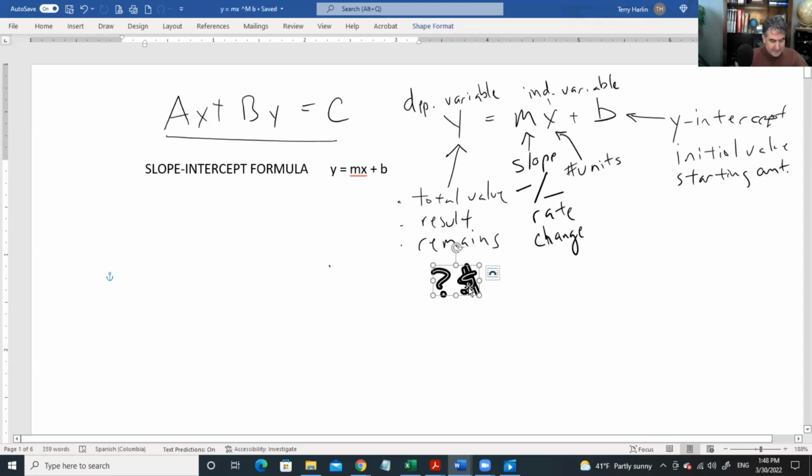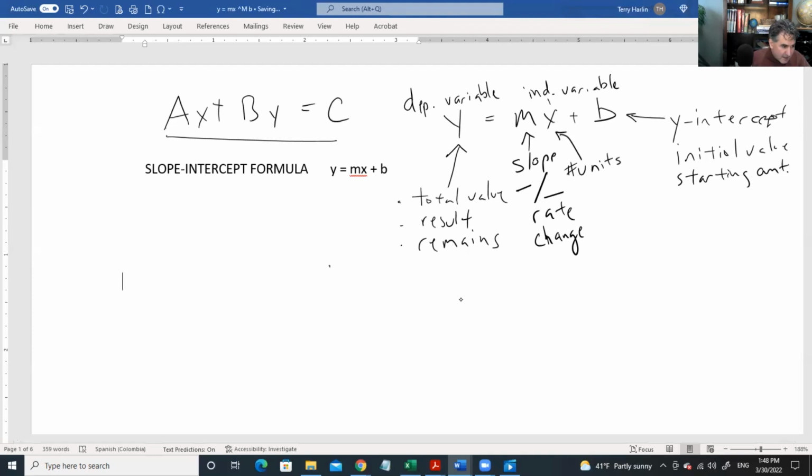Sorry about that. That doesn't look too pretty. Let me fix that a little bit. So I'm just going to rewrite this just so it looks a little better. So Y is going to be my final amount that I'm going to have to pay. And then M is going to be my rate. And in this case, it's going to be some amount of dollars per mile. Okay. Now my X is going to be how many miles I'm going to go.